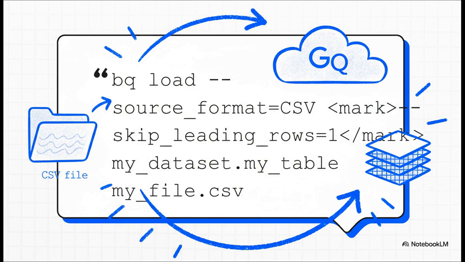Let's break it down real quick. BQ load just tells BigQuery, hey, we're loading data. You tell it the format is CSV, you tell it to skip leading rows equals 1 because that first row is your header, and then you just define the destination, mydataset.mytable, and finally the source file. It's concise, it's clear, and it is incredibly efficient.